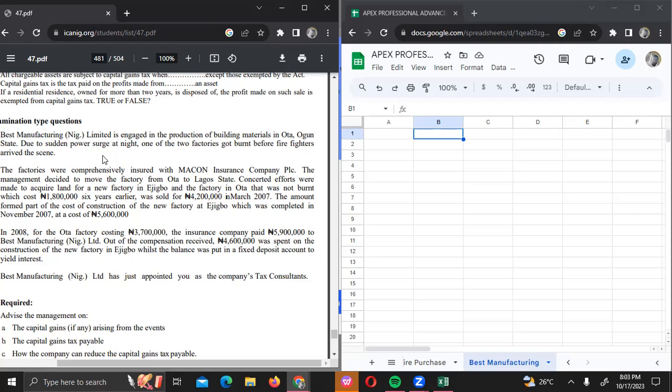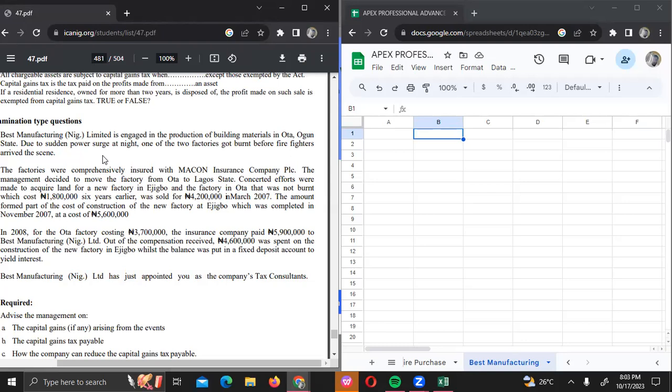So let's quickly analyze this. It appears to me that I'm having two different assets here. There's one that was burnt, and there's one that was not burnt. Do you understand? The one that was not burnt was sold. So the examiner has shifted our attention from the one that was burnt to the one that was not burnt. The one that was not burnt was sold for 4.2 million naira. I hope that is clear enough.